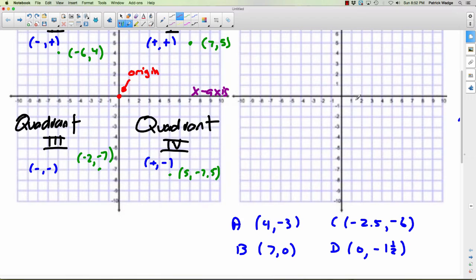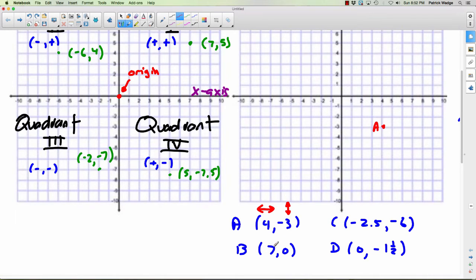4, negative 3. So remember, we always start at the origin. You have to crawl before you climb. Think of a baby. A baby has to crawl left, right before it can climb, go up and down. So go left, right first. We're going to go 4 in the positive direction. 1, 2, 3, 4. We do not put a dot there. If you do this, you're going to mess up, because you still have to go down 3. So you're going 4 to the right, 1, 2, 3, 4. And then you're going down 3. 1, 2, 3. Here is point A right there.